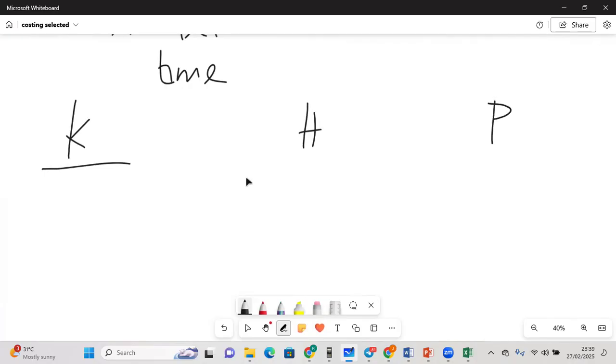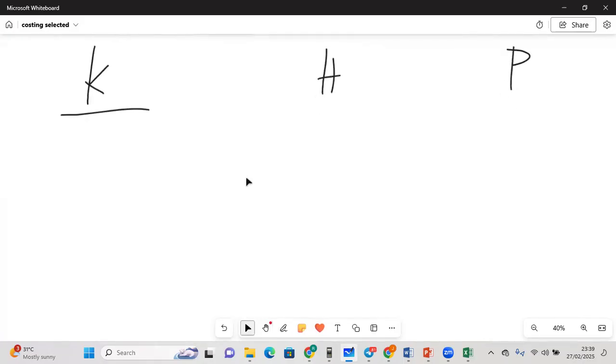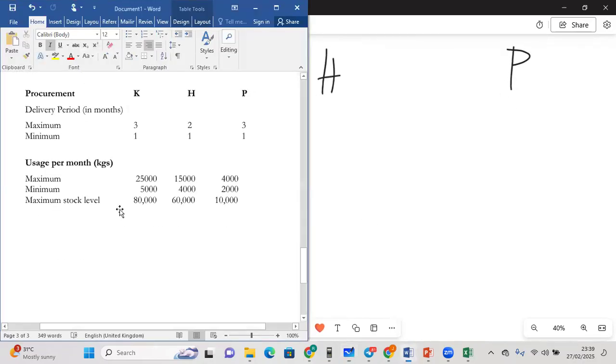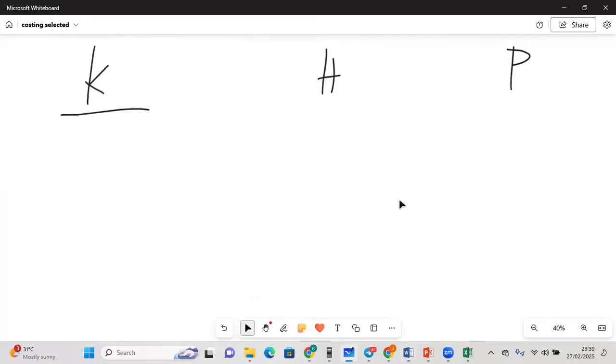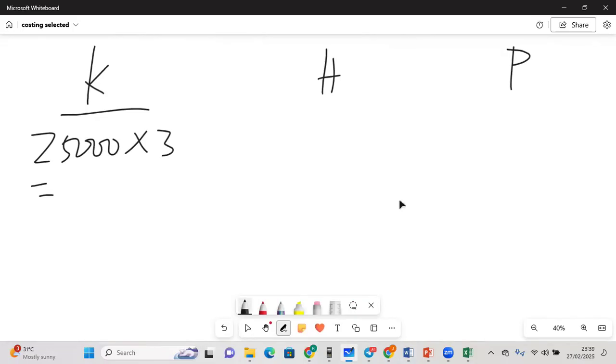So now for products A, H, and then P. So for product A, the maximum usage is 2,500. Maximum lead time is what? 25,000. So 25,000 times 3. And we are getting 75,000.